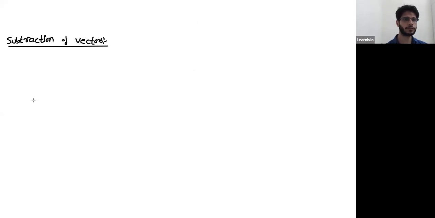So I'm erasing it. The next topic is subtraction of vectors. Subtraction of vectors means, say you have two vectors, vector A and vector B. This is vector A and this is vector B. They're acting at an angle theta.